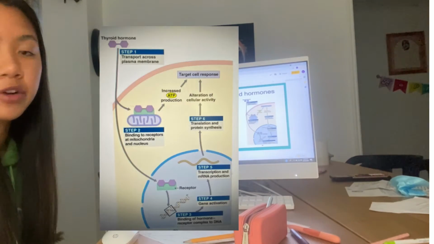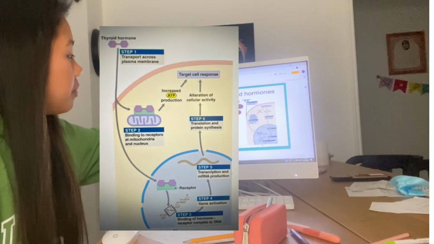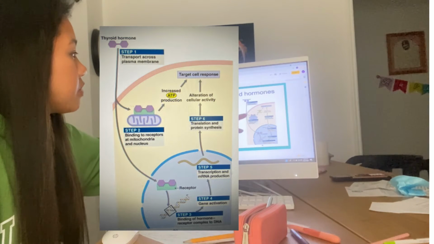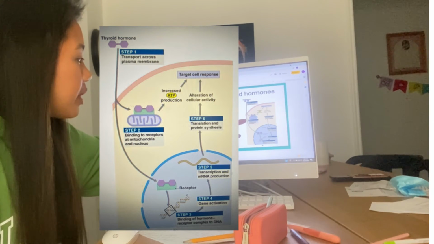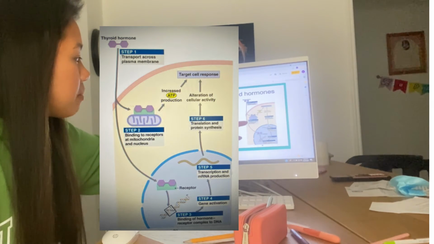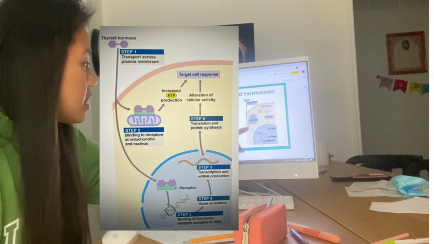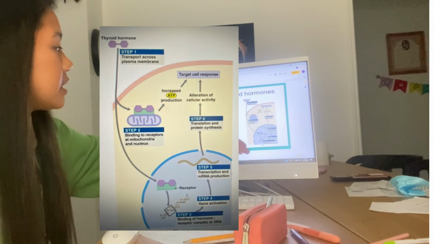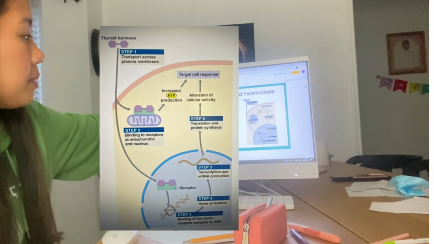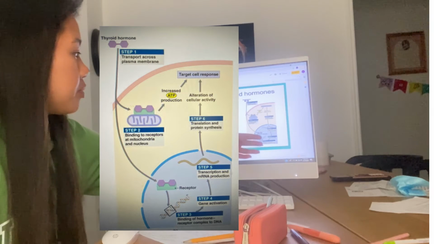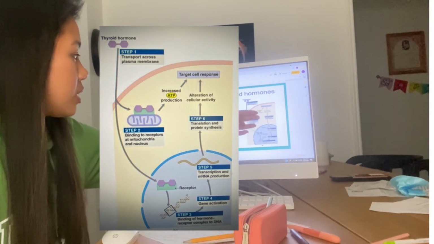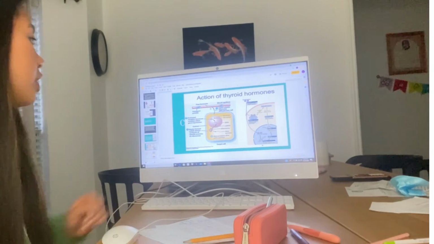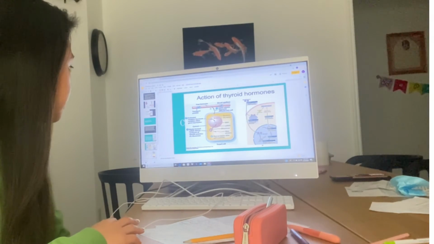So here's a diagram of the process of signaling. So here is the thyroid hormone. It's transported across the plasma membrane, where it binds to receptors at the mitochondria and the nucleus. And then it binds to a hormone receptor complex of DNA, where the gene is activated, transcription, the copy of DNA and mRNA is produced, and then translation and protein synthesis happen, changing the cellular activity and targeting the cell response.